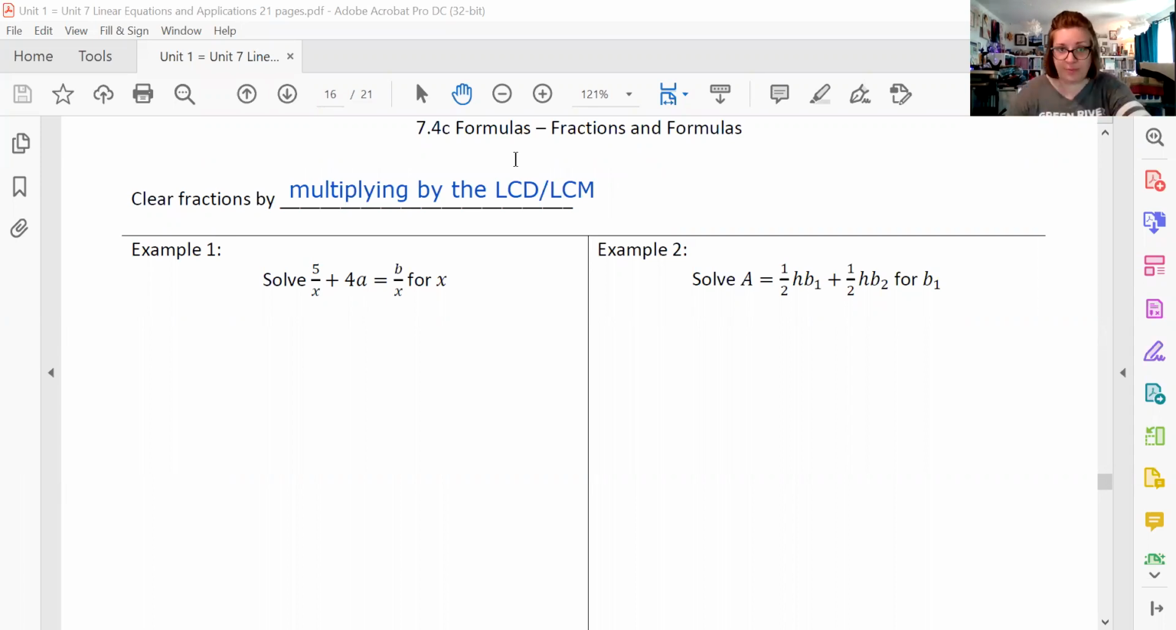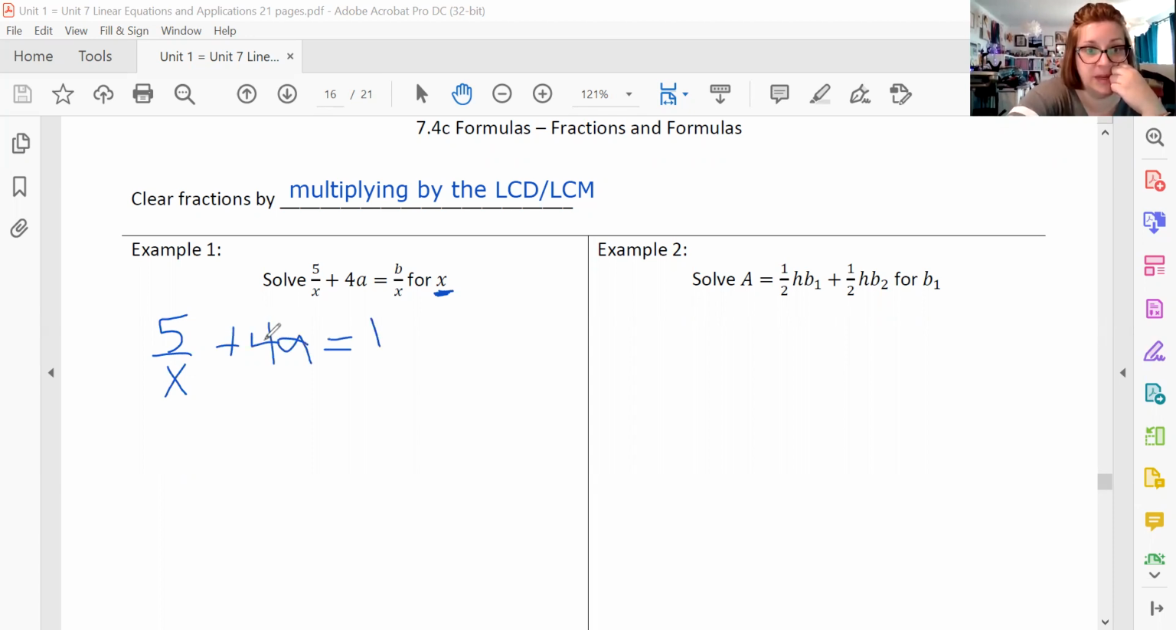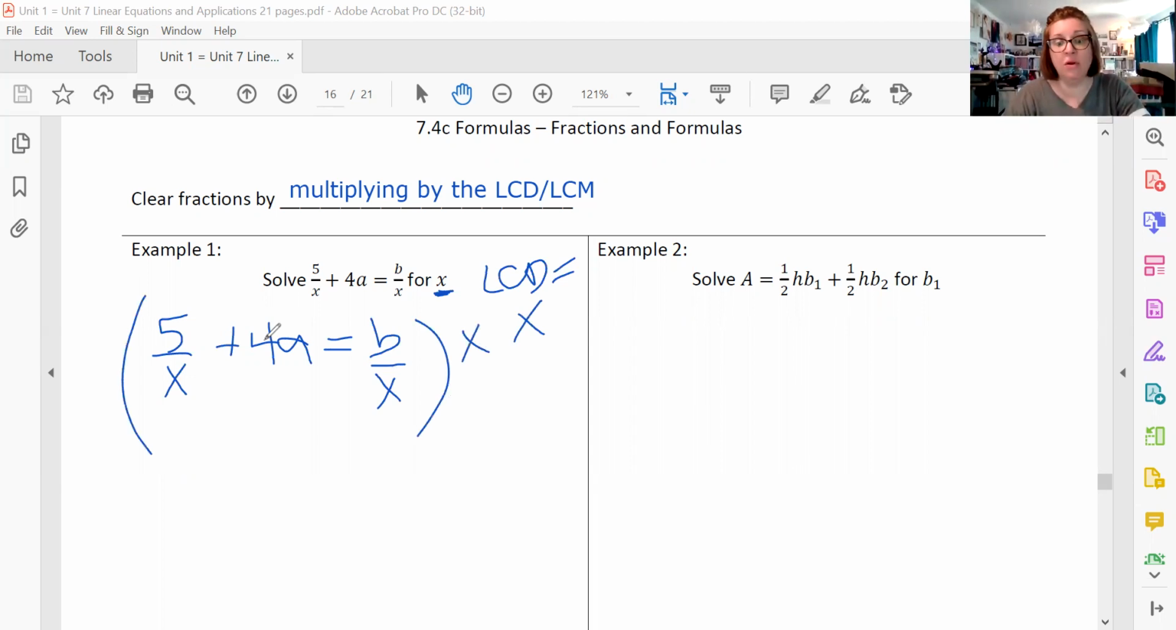So let's look at an example here. Solve: 5 over x plus 4a equals b over x, and I'm solving for the x. So the x right now is in the denominator. 5 over x plus 4a equals b over x. So my lowest common denominator in this scenario is going to be x. I'm going to multiply that whole thing by x. So what does that look like?